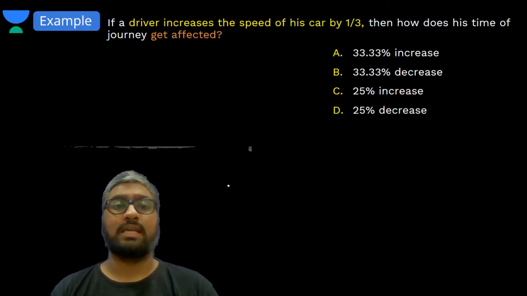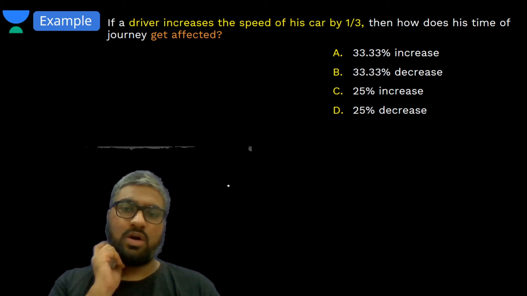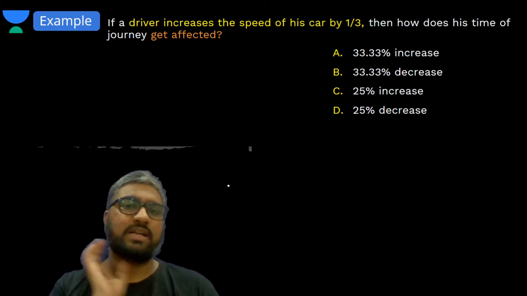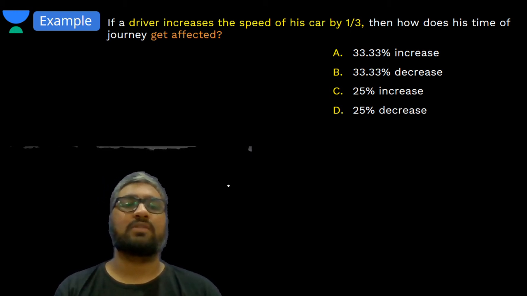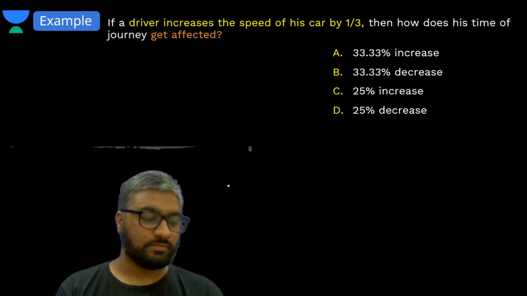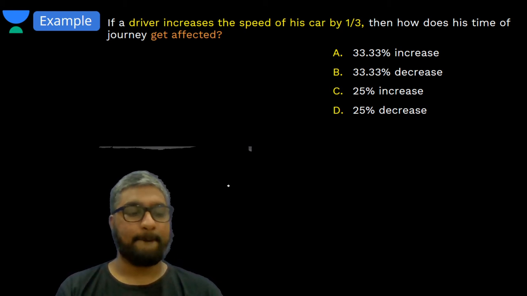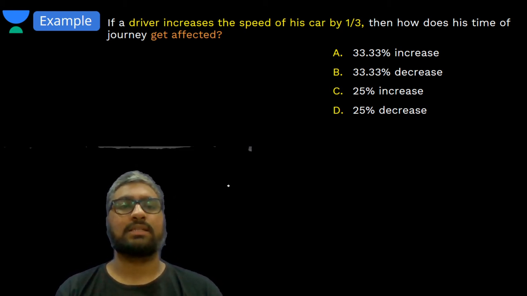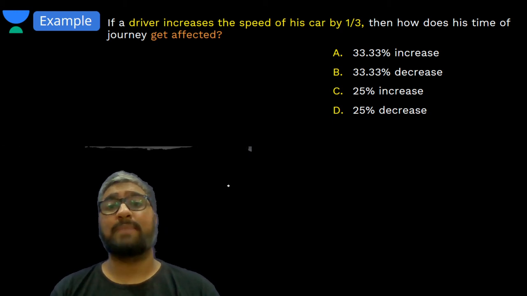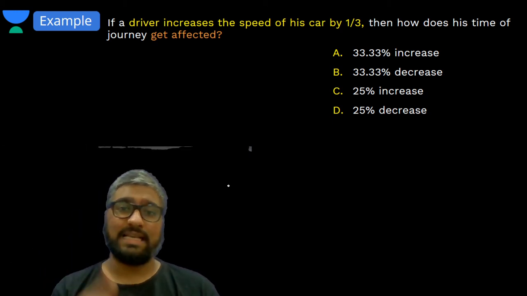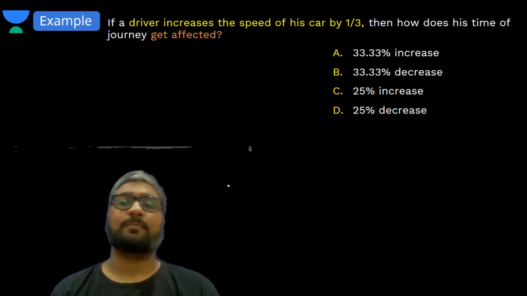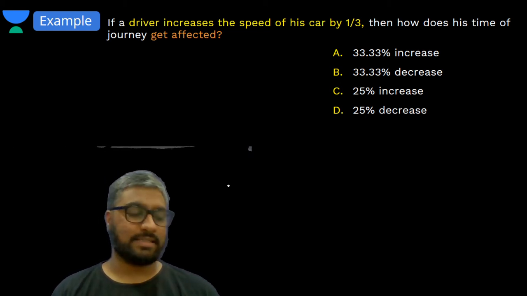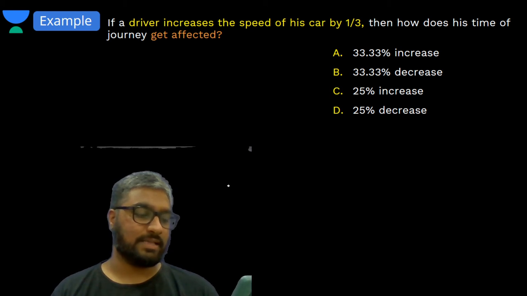So a simple question for you is here on the screen. What should be the answer to this question? If a driver increases the speed of his car by 1/3, then how does his time of journey get affected? Can you guys quickly answer this question? If a driver increases the speed of his car by one third, the increase in the speed is one third, and the question is asking how would the time get affected? Any questions here, guys? Any answers?